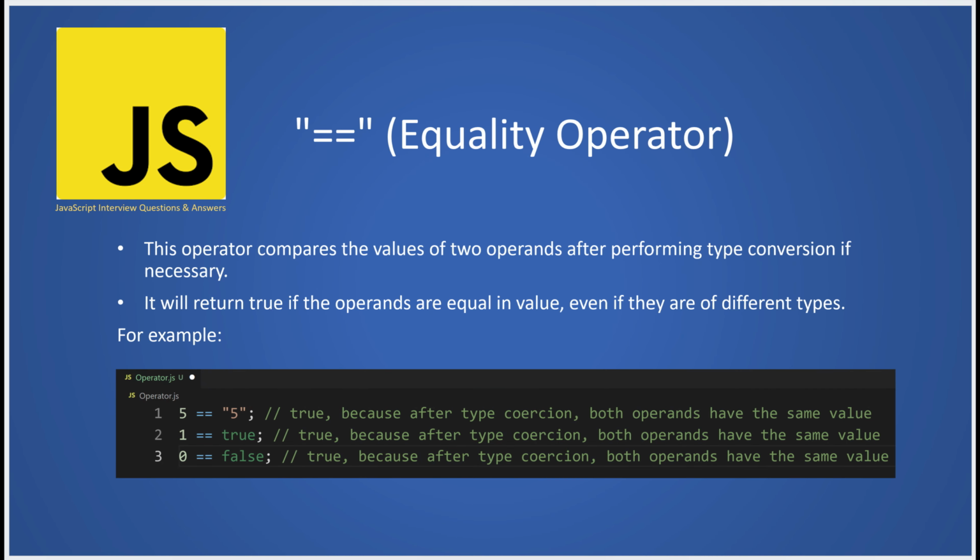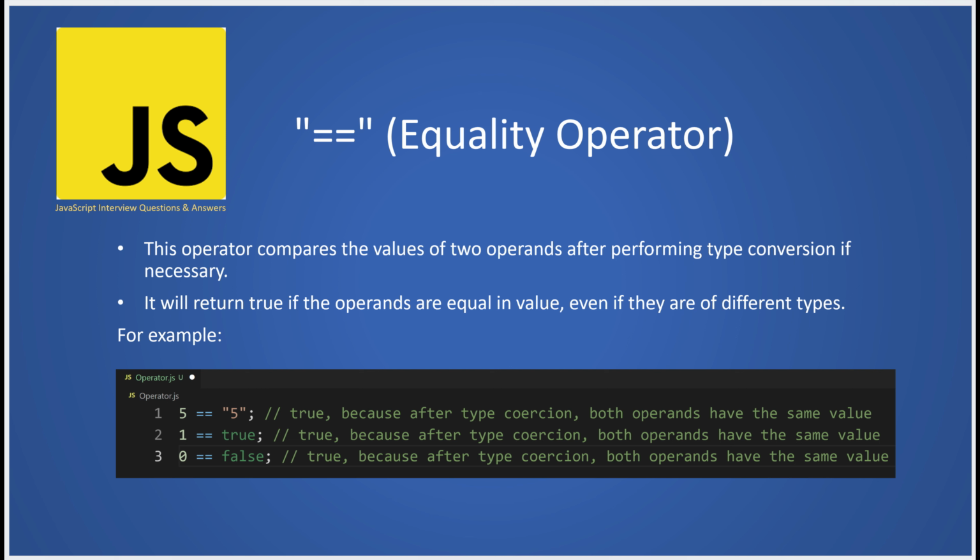First up, let's decode the == operator, also known as the equality operator. This operator looks at two operands and does a little magic trick called type conversion if necessary. It's like a chameleon blending into its surroundings, changing its type to fit the situation.